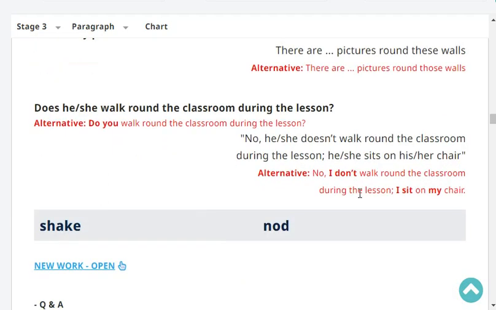Does she walk round the classroom during the lesson? No, she doesn't walk round the classroom during the lesson. She sits on her chair. Very good.